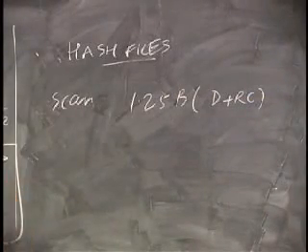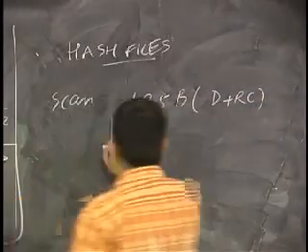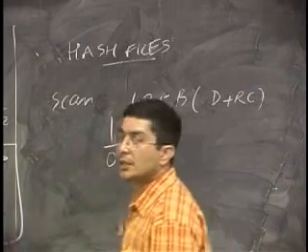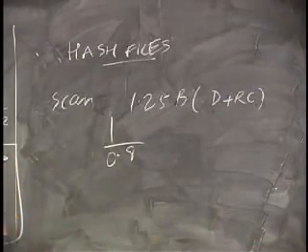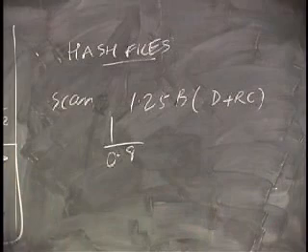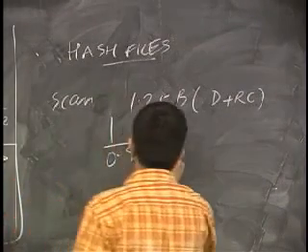Where does the 1.25 come from? 1 over 0.8, because it is 80% occupied. Right.